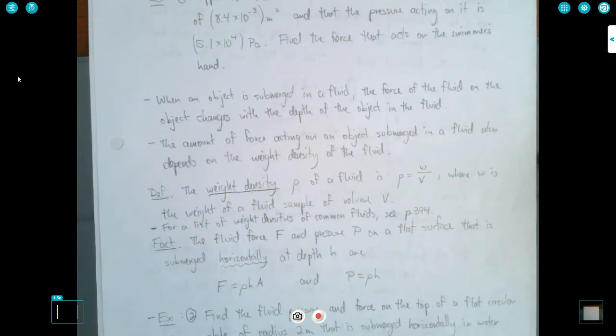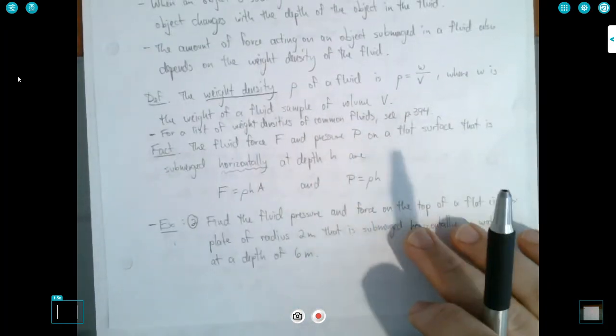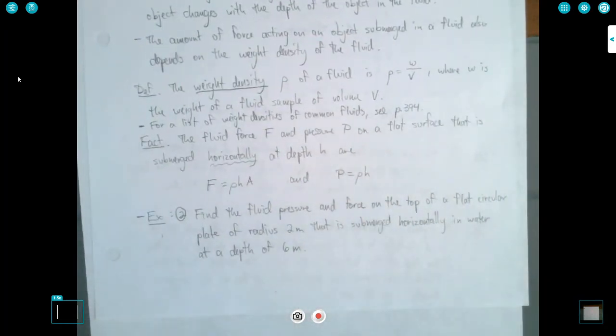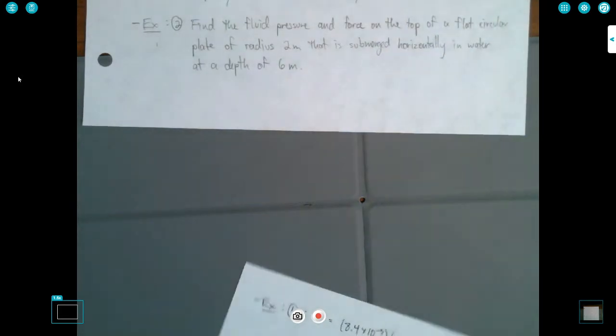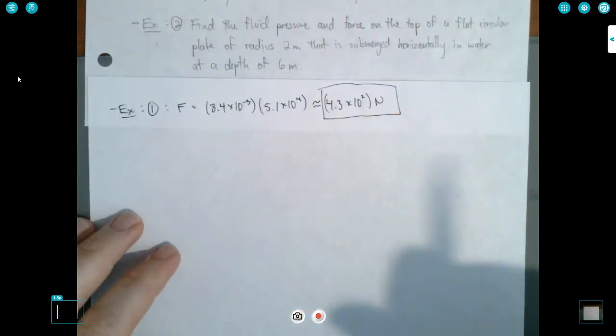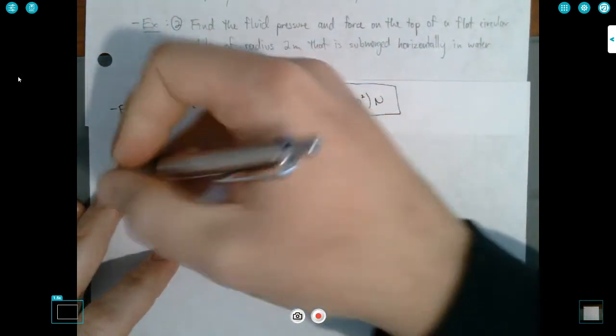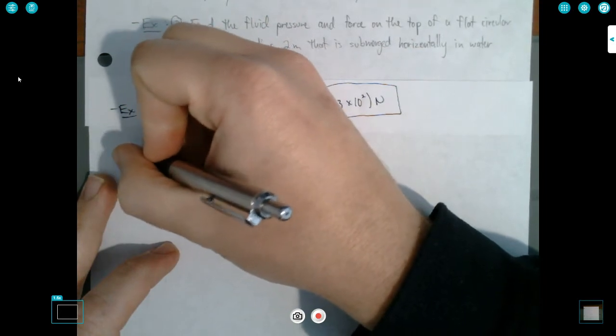So let me give you an example of this. Example 2 here says, find the fluid pressure and force on the top of a flat circular plate of radius 2 meters that is submerged horizontally in water at a depth of 6 meters. Okay. So let's see if we can do example 2.